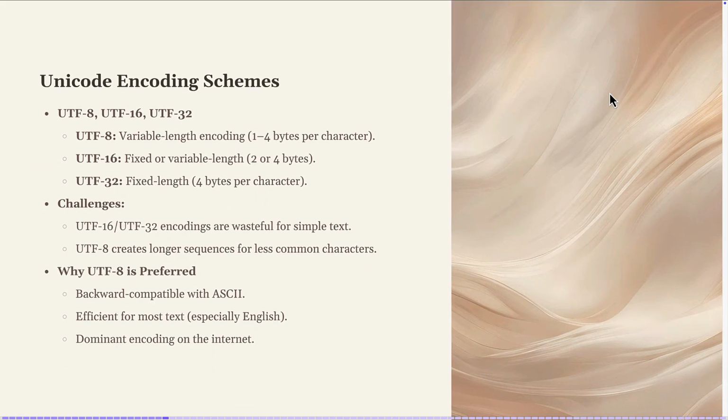So there are different types of Unicode encoding: UTF-8, UTF-16, UTF-32, but UTF-8 is actually most preferred. It is backward compatible with ASCII. It's efficient for most of the text, especially in English, and it's the dominant encoding on the internet.